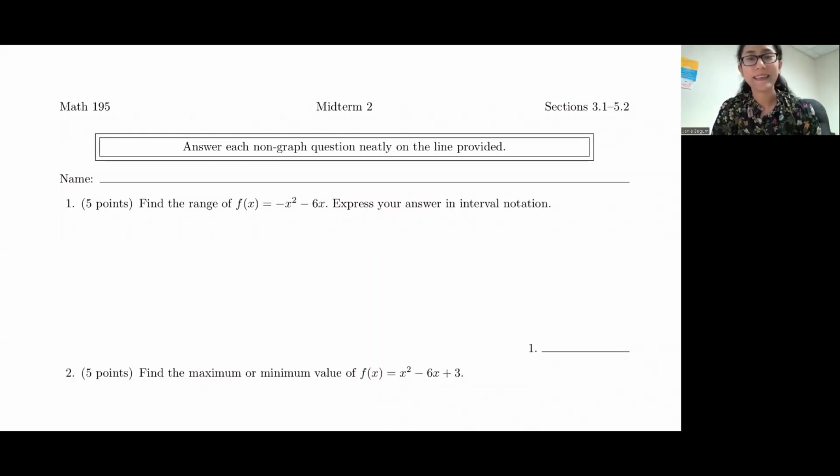Hello and welcome back. In this video, we're going to work out this Precalculus Midterm 2 exam that you see on the screen. This test covers section 3.1 all the way to 5.2 of our text. Feel free to look at the PDF version in the description box first, work out the questions, and then you can check them with my answers. So let's dive into the first question.